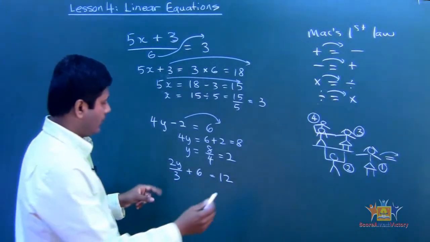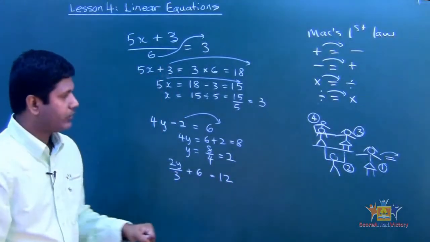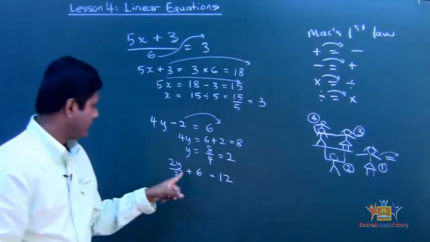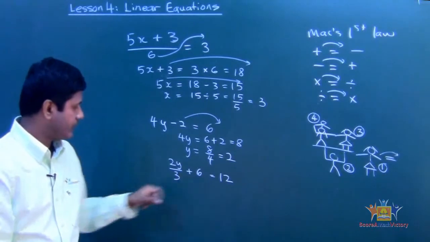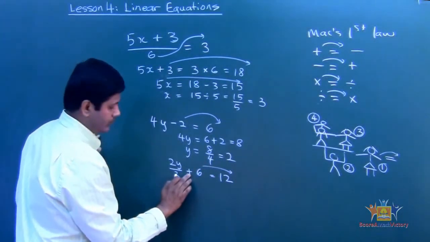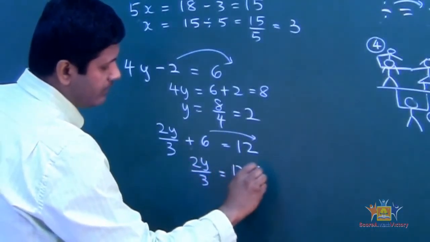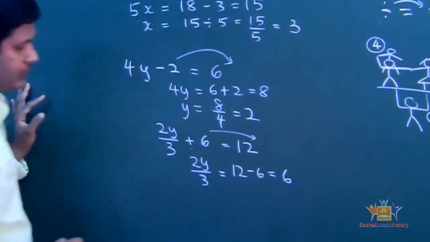Now look, who's missing in this picture? Your sister. Okay? So who got to go first? Your mom, holding the plate. So 6 got to go first. Very important. What 6 is doing? Addition. Okay, so it becomes 2y over 3 equals to 12 minus 6, it becomes 6.